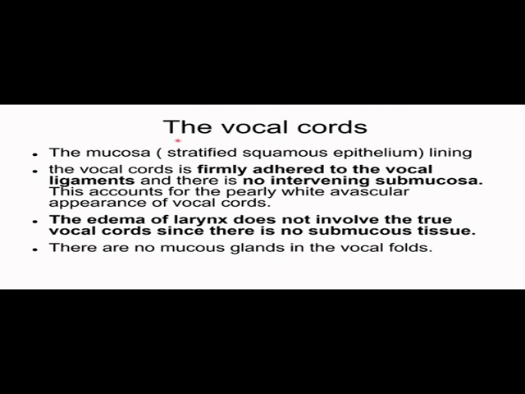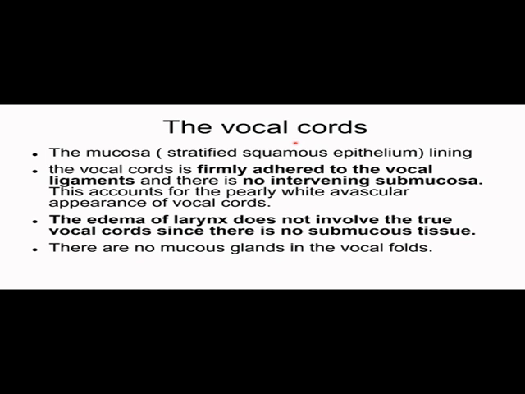Now the vocal cords are just the mucosal linings of these vocal cords. They are formed by stratified squamous epithelium. This mucosa is firmly attached to the underlying vocal ligaments, and in between the vocal ligaments and mucosa there is no submucosa. So there is mucosa and there are vocal ligaments, nothing in between.